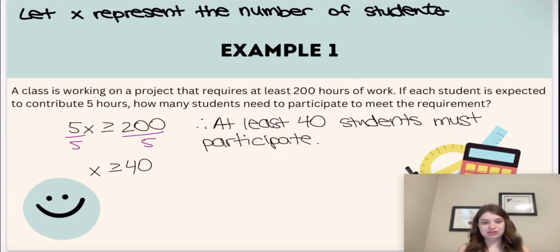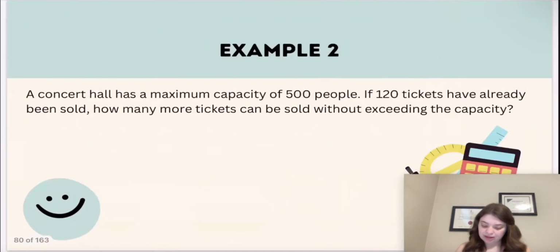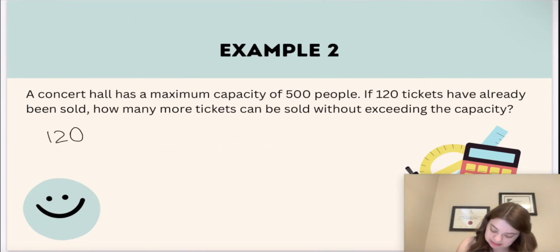All right, let's try one more. A concert hall has a maximum capacity of 500 people. If 100 tickets have already been sold, how many more tickets can be sold without exceeding the capacity? Okay, so for this one, we know that 120 tickets have already been sold, plus how many more tickets will be sold, we don't actually know, right? It's going to be x.